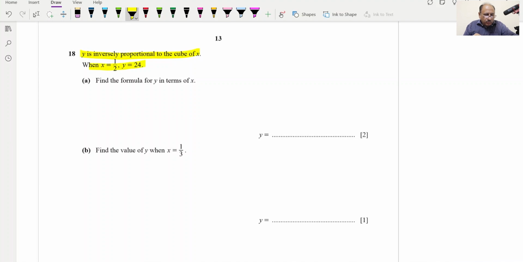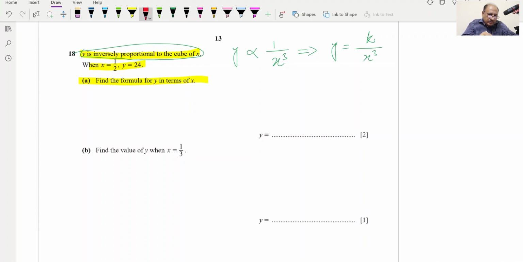When x is equal to 1 by 2, y will be equal to 24. And find the formula for y in terms of x. So we can write y is inversely proportional to the cube of x, and this implies what? Equality sign, so constant k over x cubed.